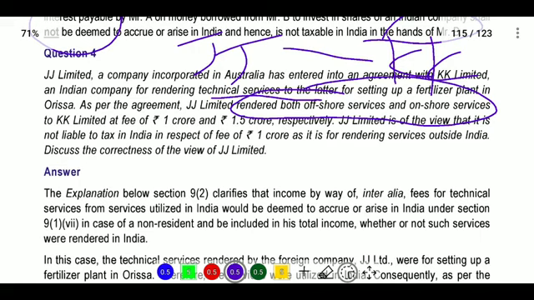So he is being paid 1 crore and 1.5 crores. So totally he is being paid 2.5 crores, that is for both offshore and onshore services.